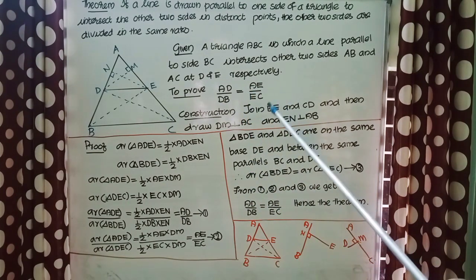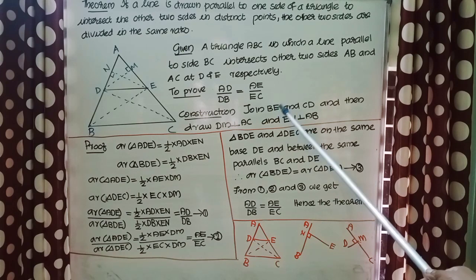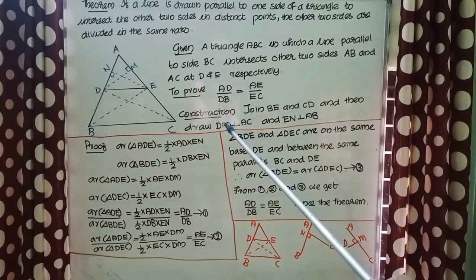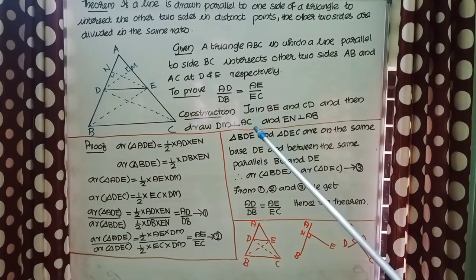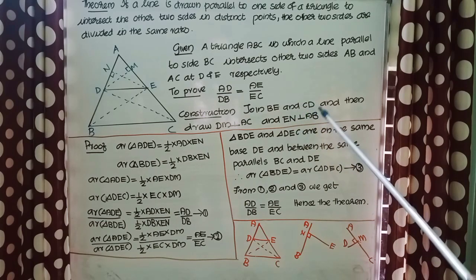Construction. First one is join BE and CD. In the figure you can see this is triangle ABC and this line DE is parallel to BC. We have to join BE and DC. One more construction, draw DM perpendicular to AC and EN perpendicular to AB. That is, we needed to draw the perpendiculars for the sides AB and AC.